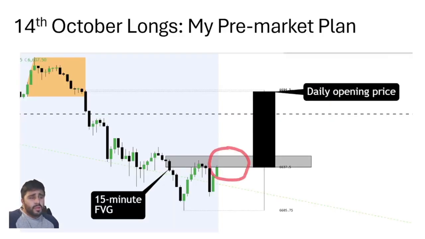So I'm going to be going over my pre-market plan, and just a long I took on the 14th of October, right? So why did I take this trade?